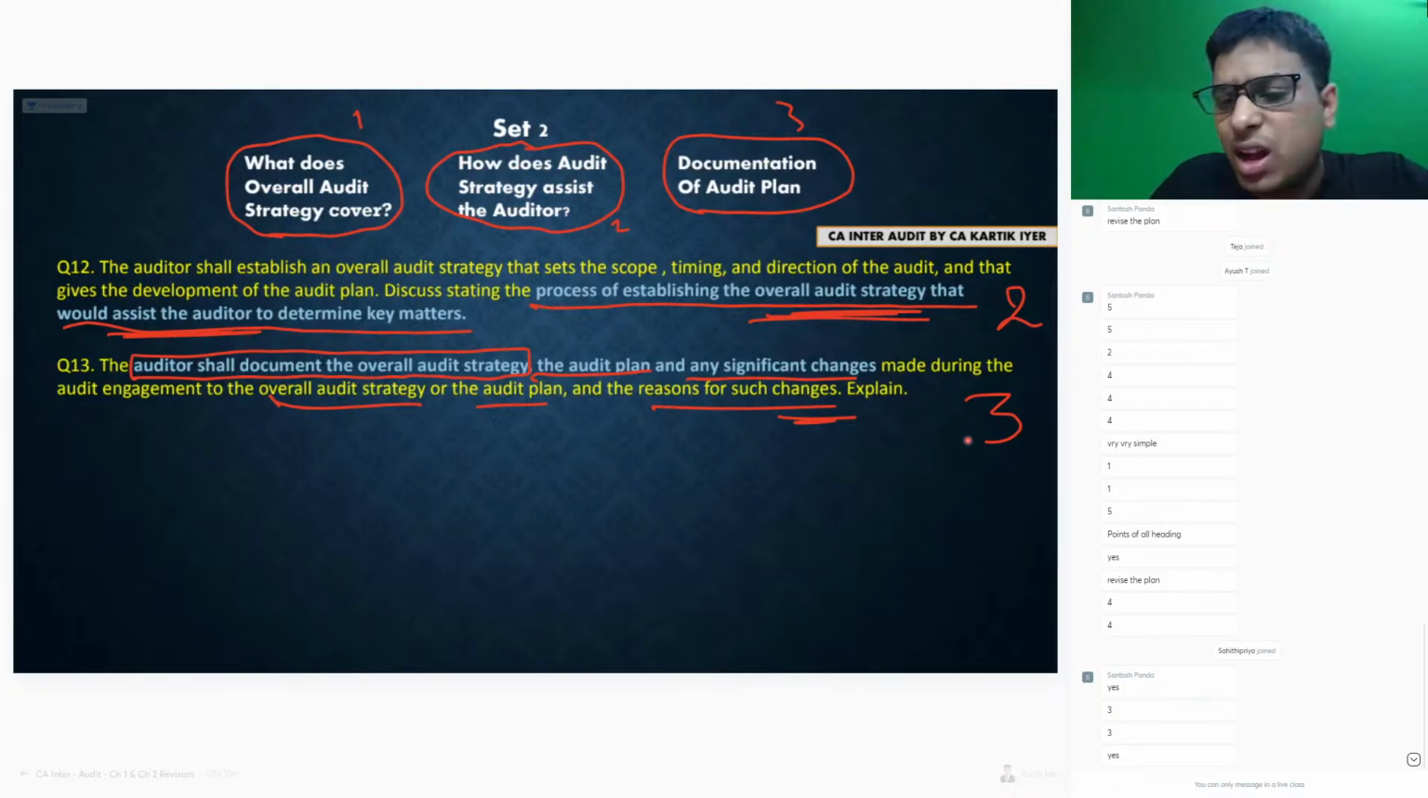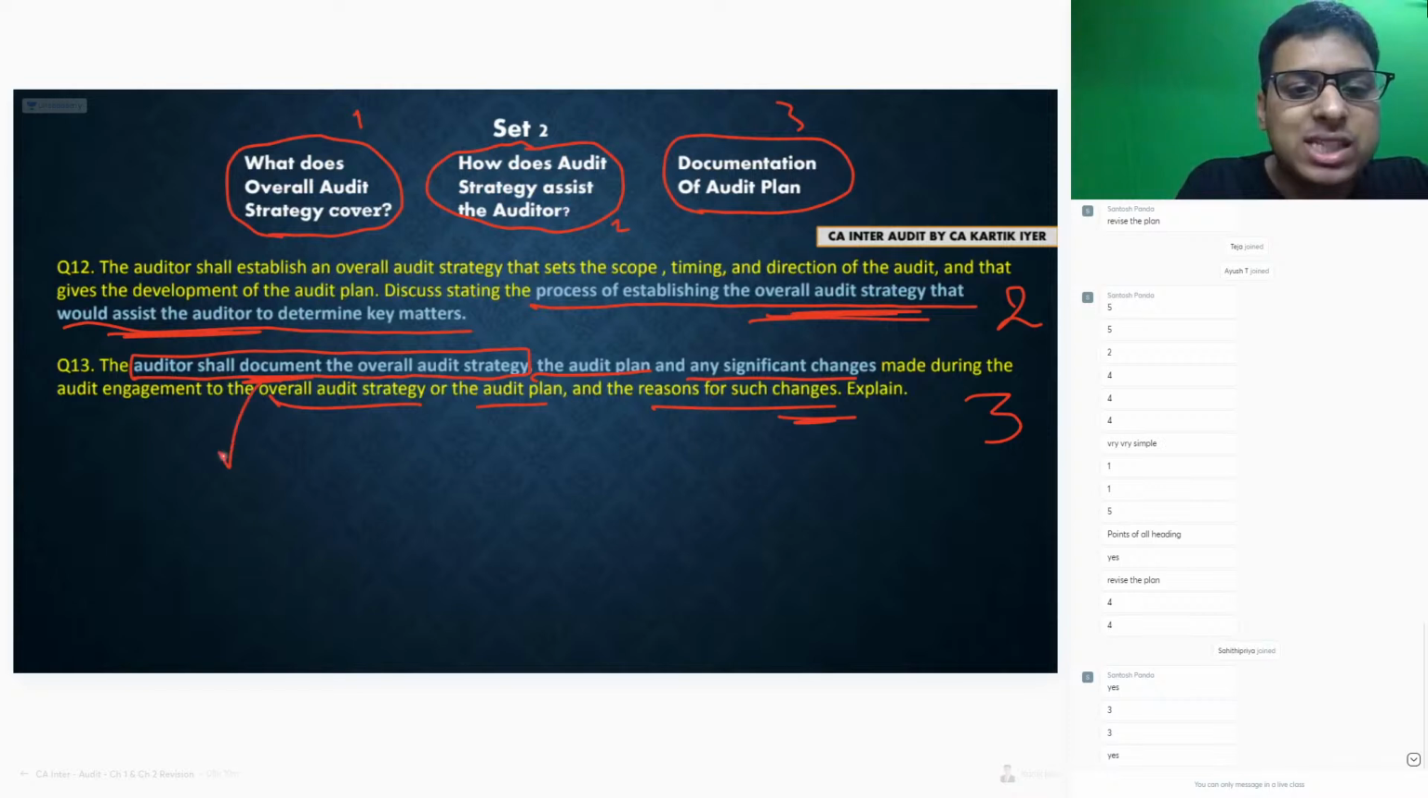Gayatri has asked, sir, why not point number 1? Because, Gayatri, they have asked about audit documentation. See this word, audit documentation. They have asked about audit documentation. That is why.